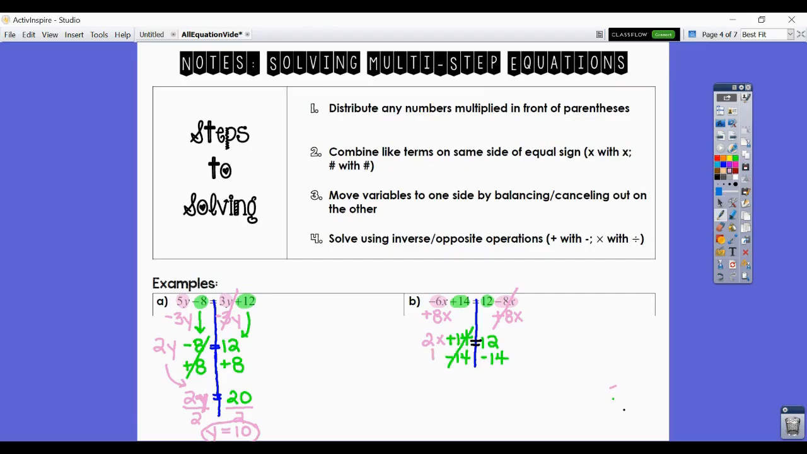Perfect. I moved down the 2x I did nothing with. And then equal my right side to 12 minus 14, which is negative 2. From here, it is 2 multiplied to that x, so we do the opposite of multiplication, division, on each side. 2 divided by 2 is 1x left. Negative 2 divided by 2 is negative 1 left on the right there.